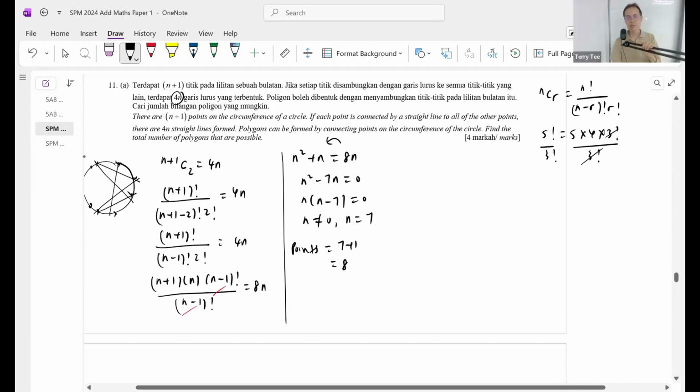The question is, how many points do you need to form a polygon? Minimum is 3. 3 points will form a triangle, right? You can have 4 points as well, it forms a quadrilateral, right? You can go all the way until 8, but this one is very long. There are a lot of points to consider.